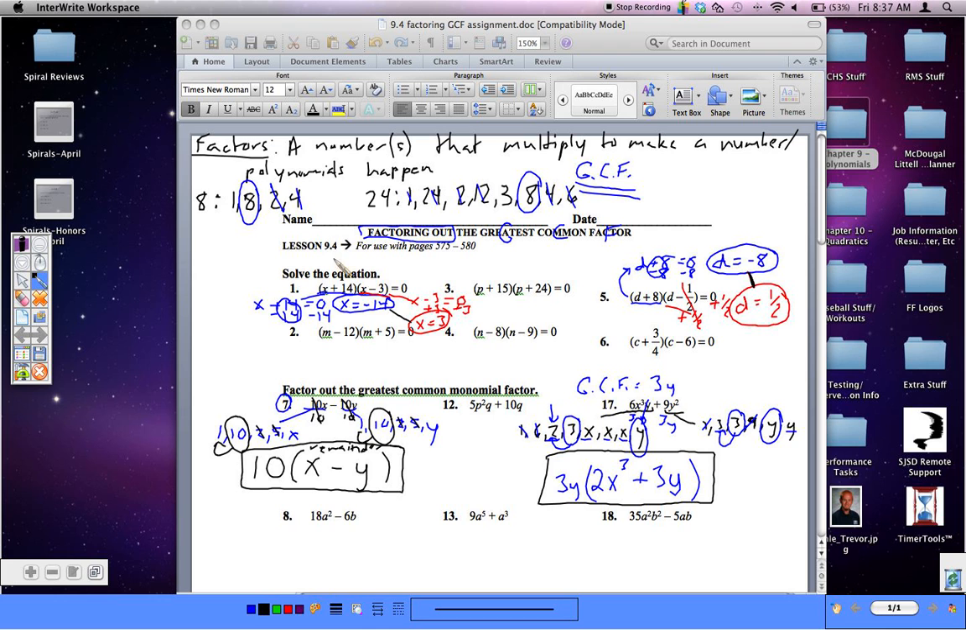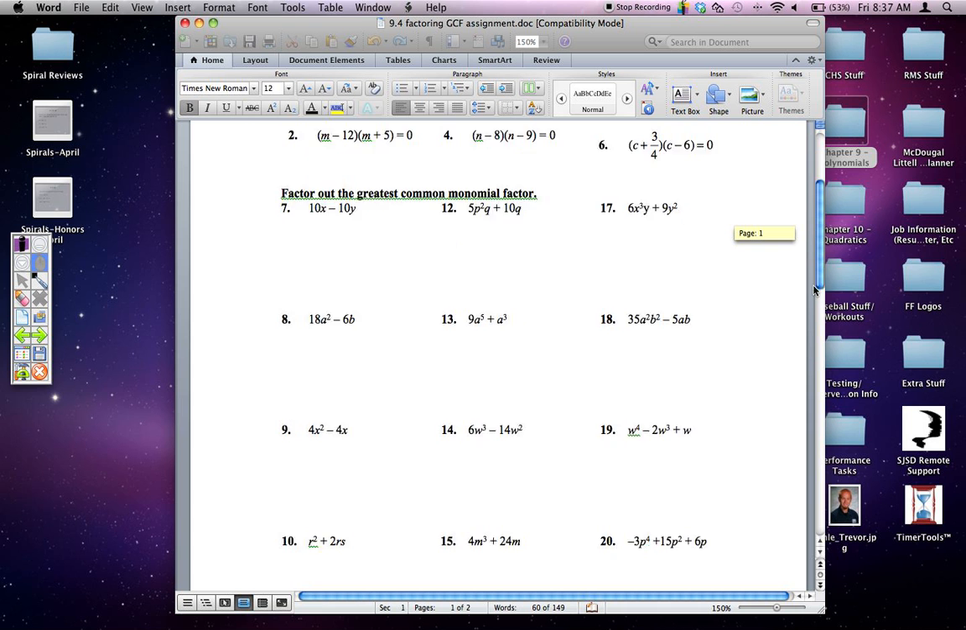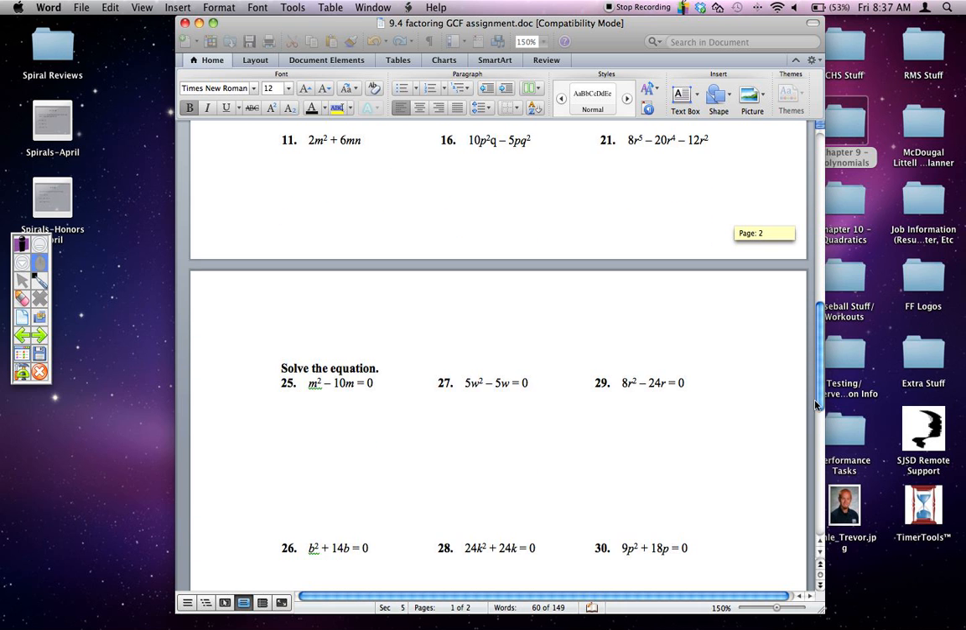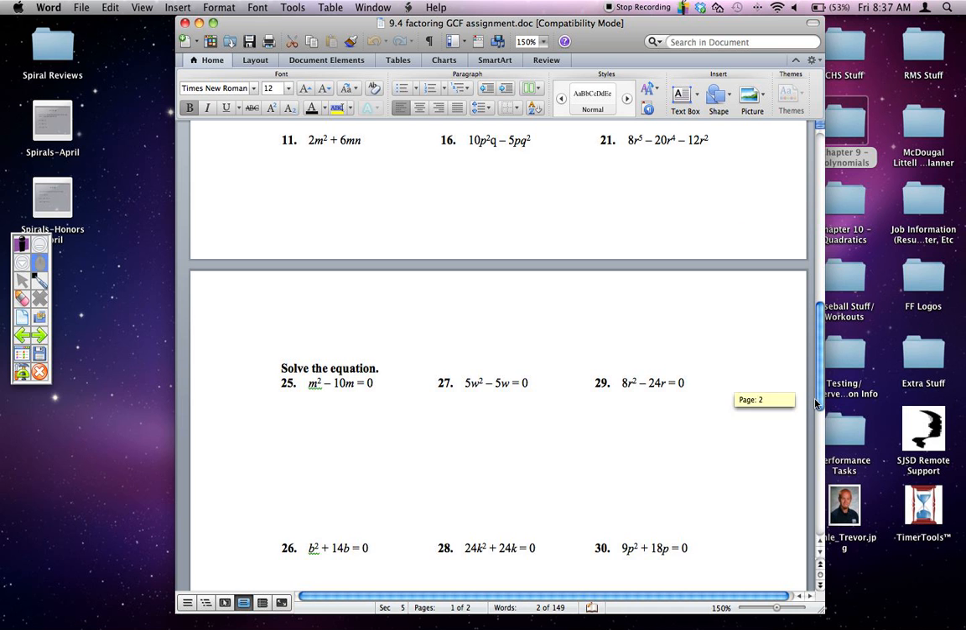Okay, now we need to jump down from this. And remember, you can pause the screencast if you need to go back. You can go back, whatever you need to do. And what we're going to do is we're going to jump down on the worksheet, and we're going to do the ones that are a combination of both. And actually, we could take a look at 21 too, since that's a little different scenario.